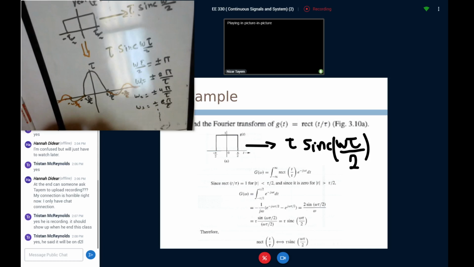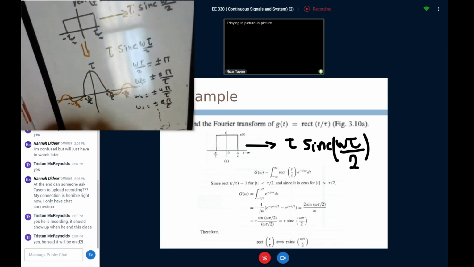Now, the other function we're interested in is the impulse function. The impulse function is very important because it's the heart of the sampling theorem. Duality is my answer for everything. So then g of t is equal to the delta function, delta t.